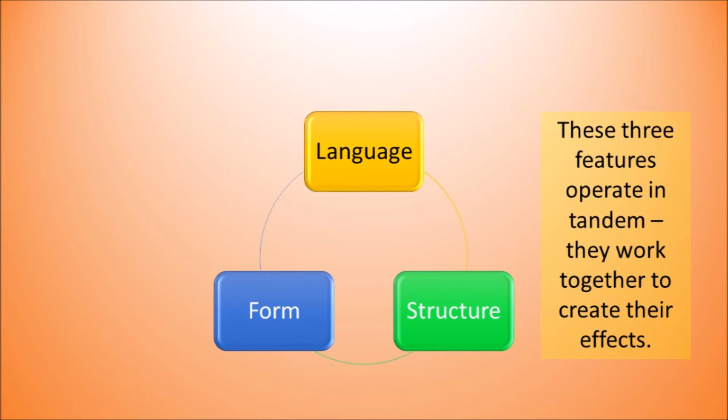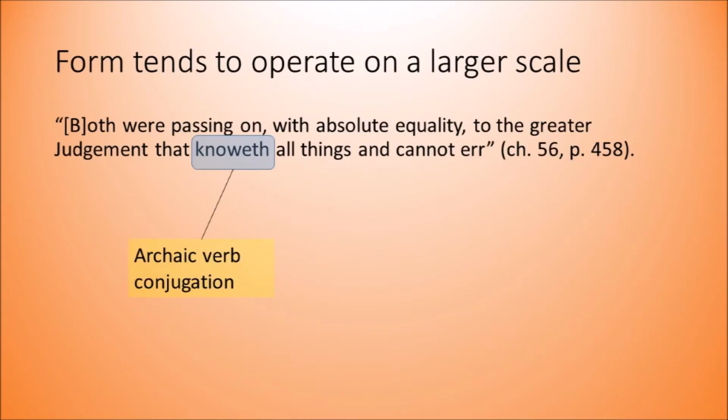And it's by talking about how these features work with each other and interrelate with each other that you really start to get to grips with what the technical features of the text can tell you in the first place. So let's look at an actual example and I'll show you what I mean. I'm taking this quotation from towards the end of the novel. This refers to Magwitch being condemned to death in chapter 56.